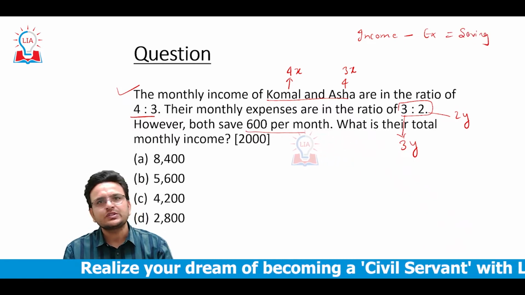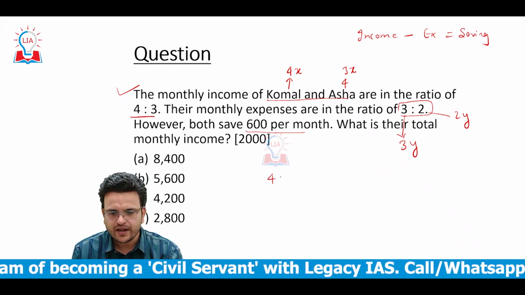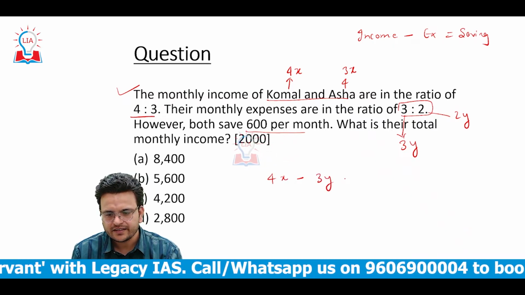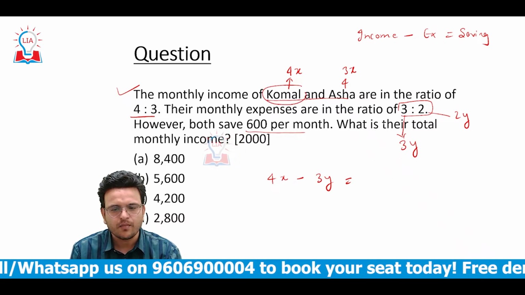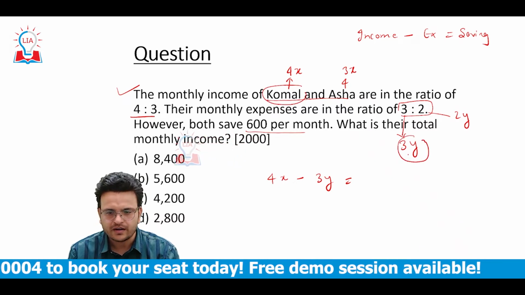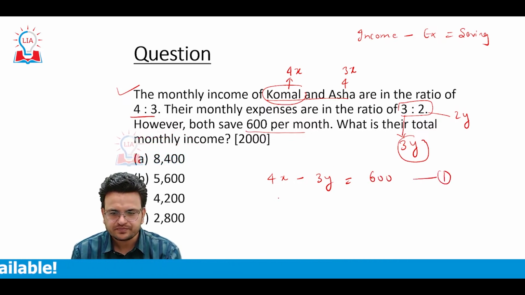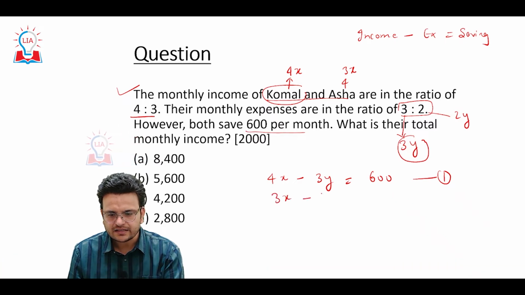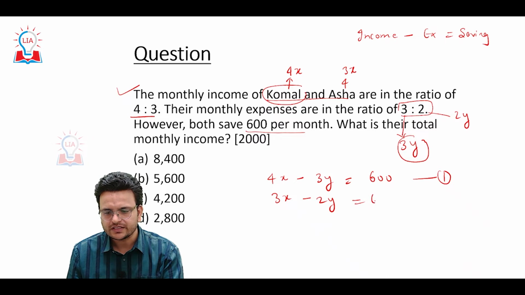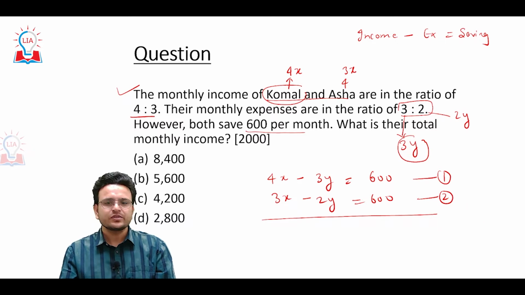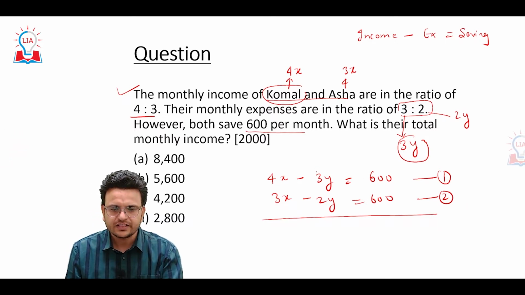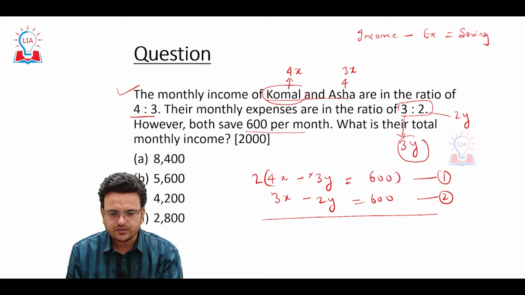In this way we can make two equations: 4x minus 3y, meaning income of Komal minus expenditure of Komal, equal to 600, equation 1, and the second equation, 3x minus 2y equal to 600. These two equations you can solve and get the answer. Solving this equation is very easy. We can just make these two values common, so we multiply equation 1 by 2 and equation 2 by 3. Then we can get to the answer.